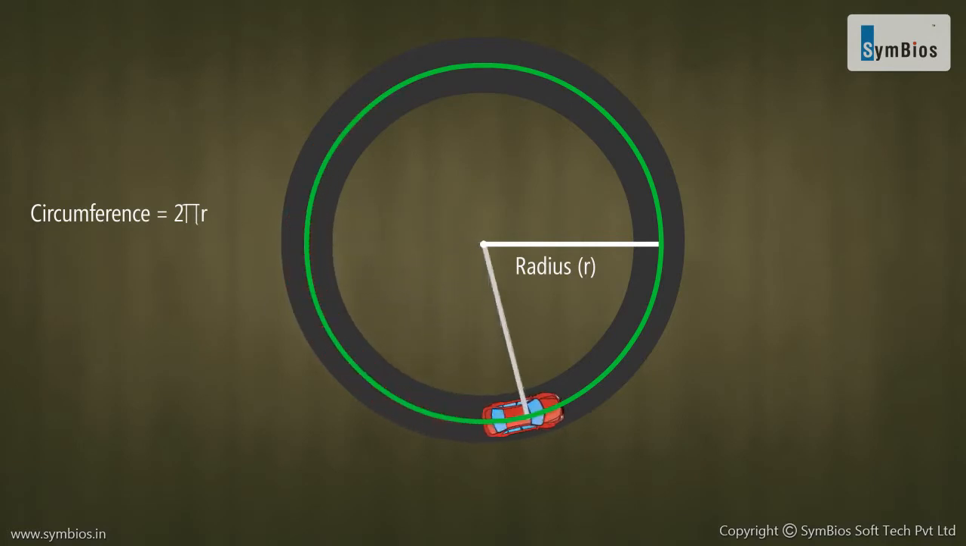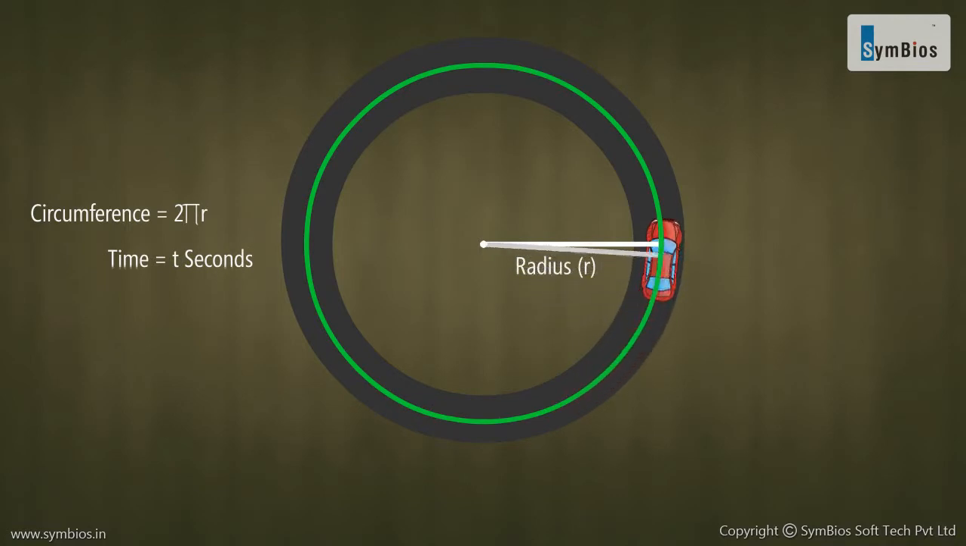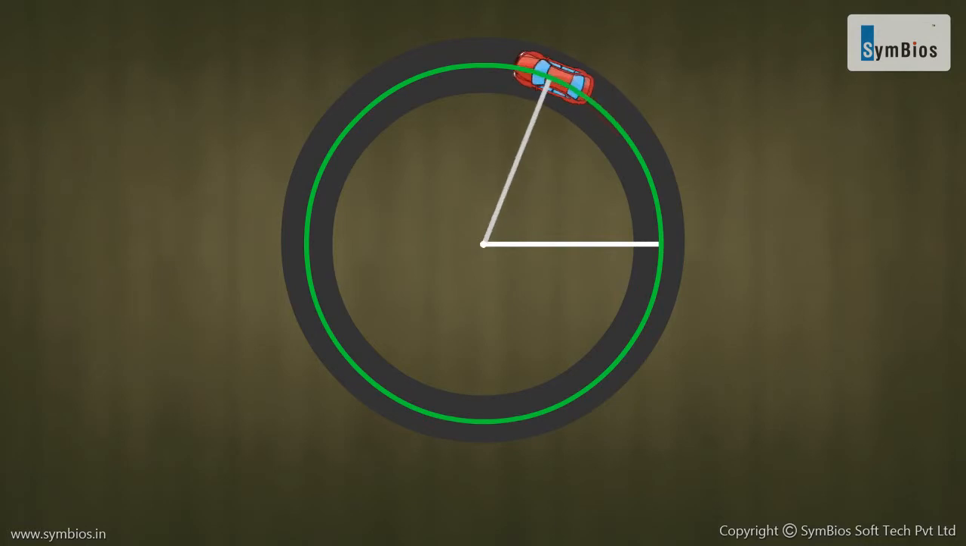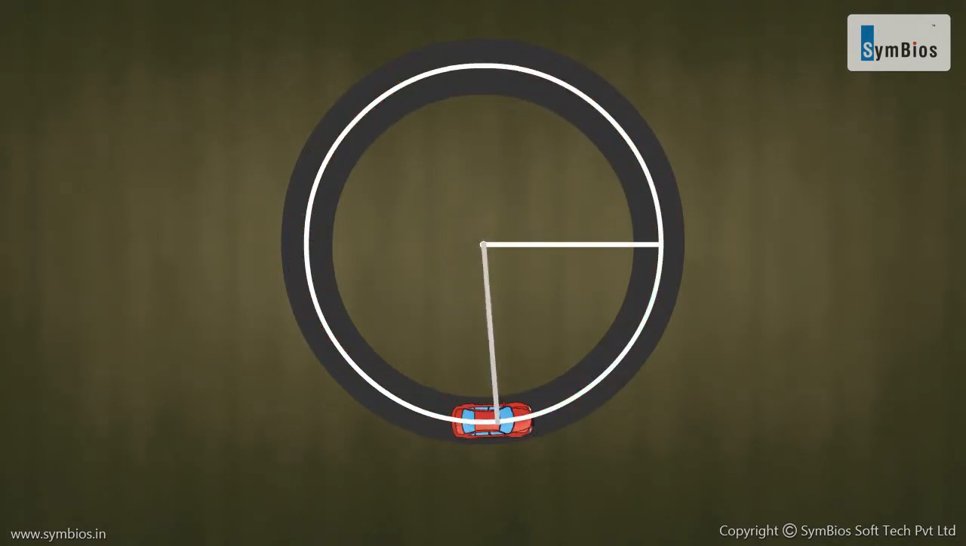If the object takes t seconds to go once around the circular path of radius r, the velocity v is given by v equals 2 pi r by t. The change in velocity of the body gives rise to acceleration in the moving body. Therefore, even at a constant speed, circular motion of a body is accelerated motion.